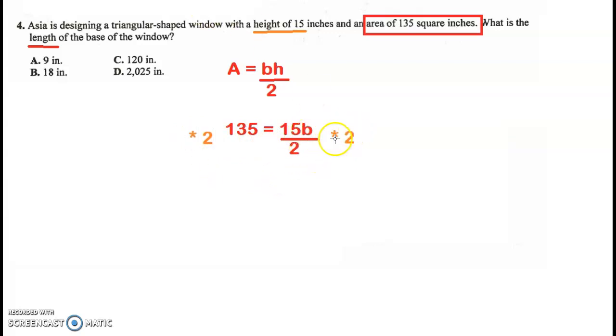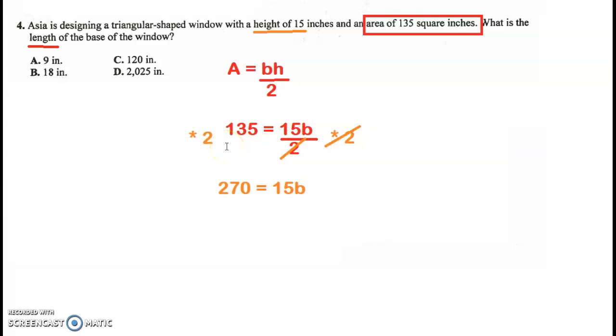So when I do this, these cancel each other out, right? And then I get 135 times 2, and I would get 270. So now I have 270 equals 15B. Right? That's what it turned into. That was my first step. Instead of divided by 2, I multiplied by 2. So that's why these canceled out. You guys followed that along.